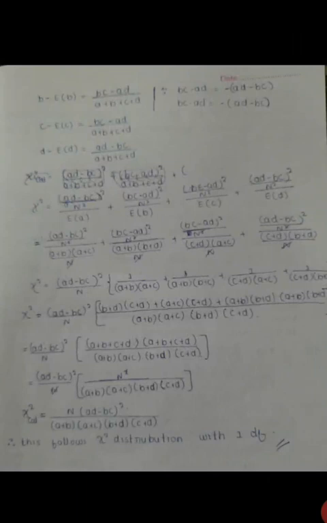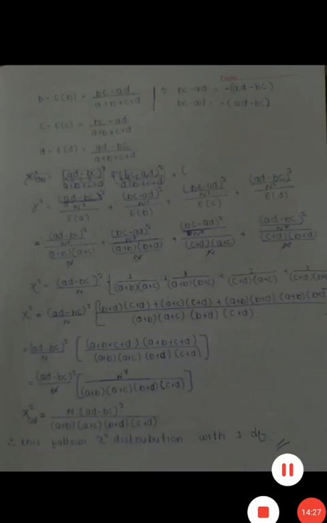On simplification, the chi-square calculated value is equal to (ad minus bc) whole squared by N into (a plus b plus c plus d) into (a plus b plus c plus d) divided by (a plus b)(a plus c)(b plus d)(c plus d), that is equal to (ad minus bc) whole squared by N squared, where (a plus b plus c plus d) is nothing but N, N squared divided by (a plus b)(a plus c)(b plus d)(c plus d). N squared upon N is N, cancelling, only N.